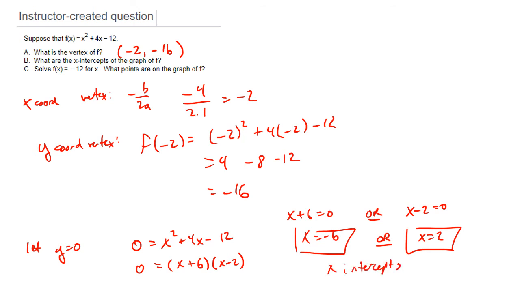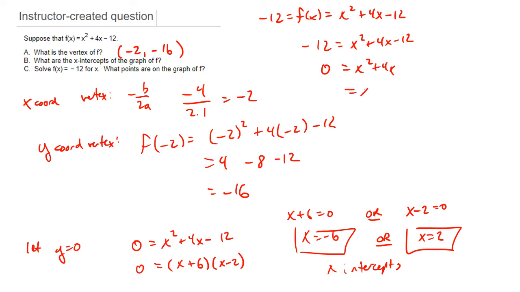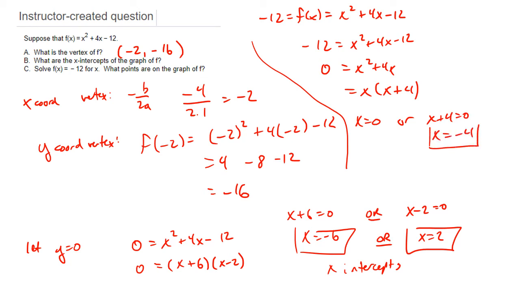And finally in part C, which I'm going to start back up at the top here, solve f of x equals negative 12. So I set negative 12 equal to f of x, but f of x is also equal to x squared plus 4x minus 12. So negative 12 is equal to x squared plus 4x minus 12. I can add 12 to both sides and just get 0 is equal to x squared plus 4x, which factors as x times x plus 4. Now how can a product of two numbers equal 0? Either the first is 0 or the second is 0, and this second term tells me x is minus 4.